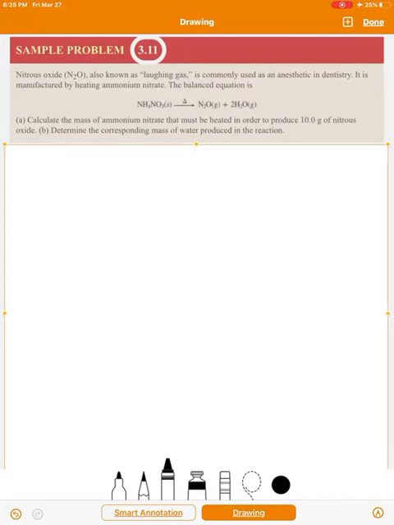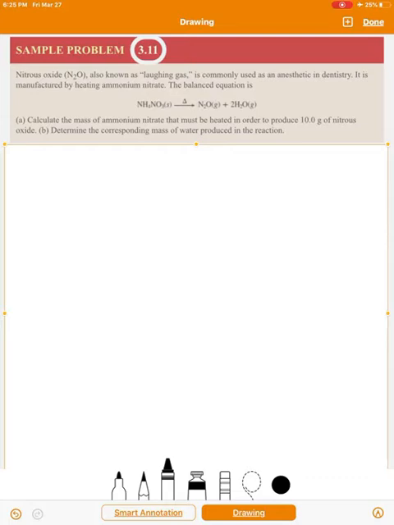Sample problem 3.11. Nitrous oxide, which is N2O, also known as laughing gas, is commonly used as an anesthetic in dentistry. It is manufactured by heating ammonium nitrate. The balanced equation is NH4NO3 solid is heated to form N2O gas plus 2H2O gas. In part A, we are asked to calculate the mass of ammonium nitrate that must be heated in order to produce 10.0 grams of nitrous oxide, and then in part B, we are asked to determine the corresponding mass of water produced in the reaction.